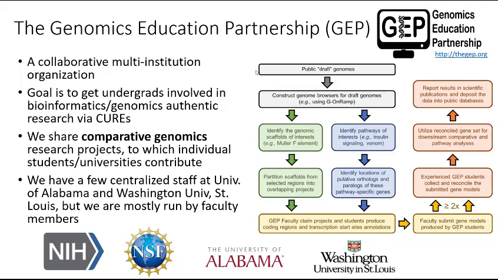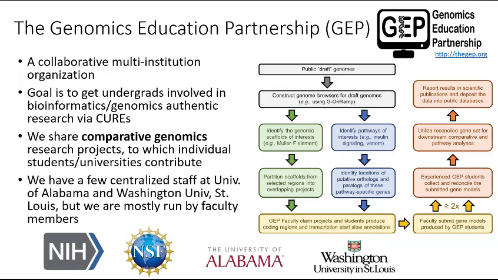So we start off with these publicly available genomes, which are really considered draft genomes because no one has carefully identified where the genes lie on these genomes. A key early part of this process is to actually compile that genetic sequence into Genome Browsers. The UCSC Genome Browser is what we'll be using. And our staff are the ones that do that. And our staff are located at Washington University in St. Louis and also at University of Alabama.